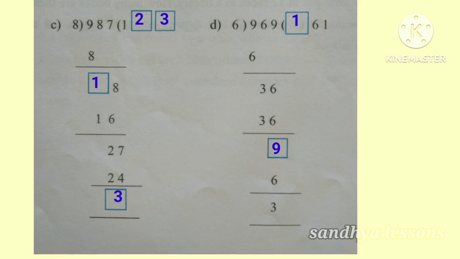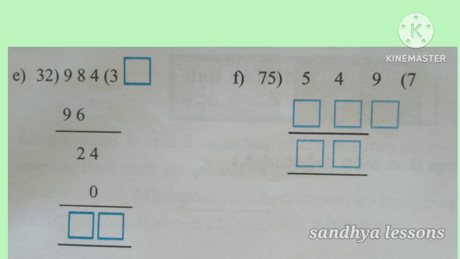D division 969 divided by 6. By dividing 969 with 6, we get 161 as quotient and 3 as remainder. E division 984 divided by 32. By dividing 984 with 32, we get 30 as quotient and 24 as remainder. F division 549 divided by 75. By dividing 549 with 75, we get 7 as quotient and 24 as remainder.